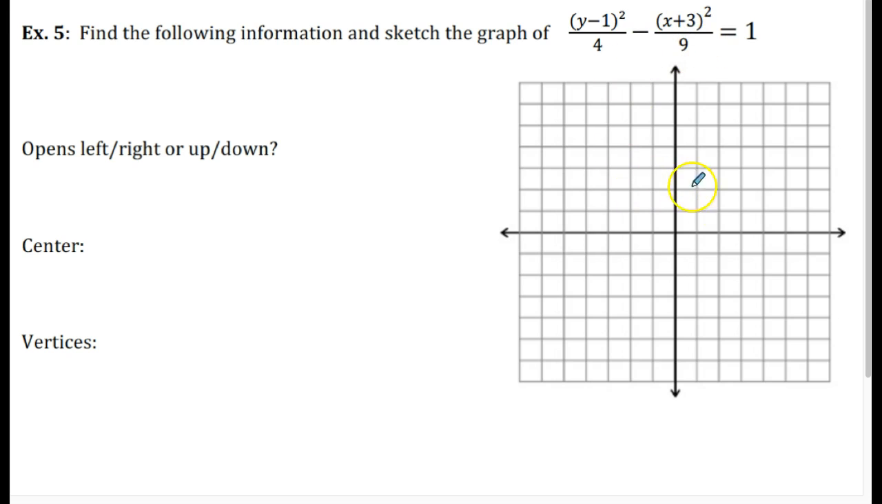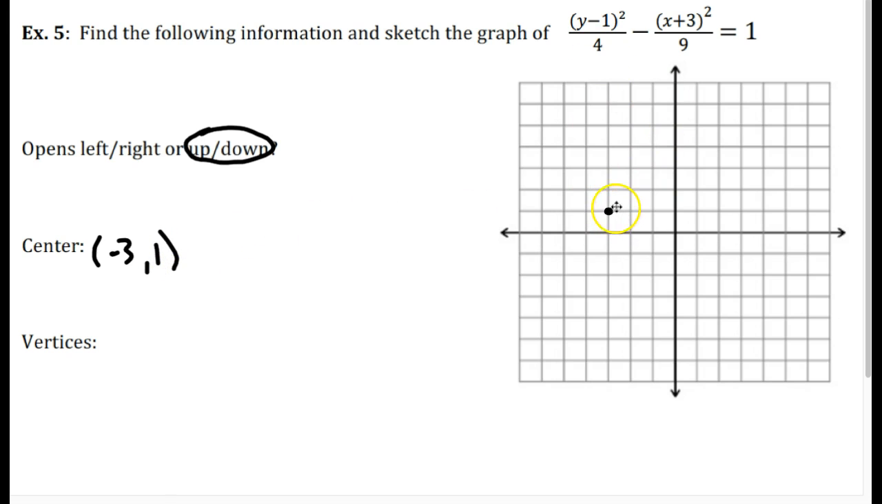Here we have a hyperbola centered not at 0, 0. Here we have to be careful: my x coordinate is over here with the x, and my y coordinate is over here with the y. So I would be centered at -3, +1. Now this hyperbola is going to open up and down because my y is what's positive, right? So we're opening up and down. And we already said the center was at the point -3, 1.